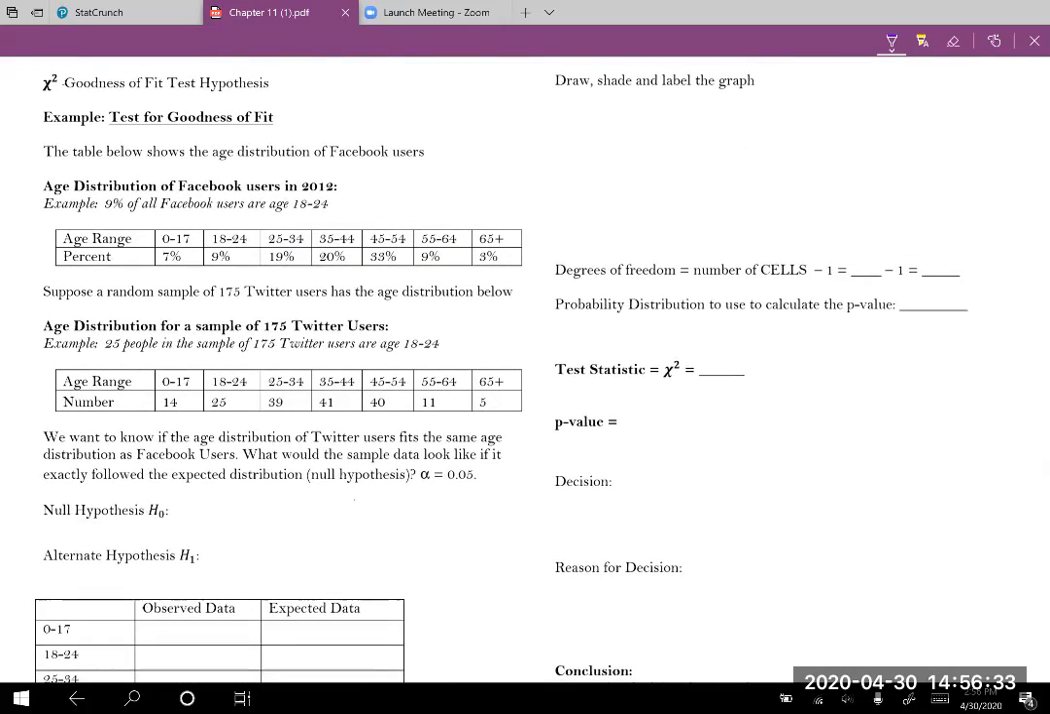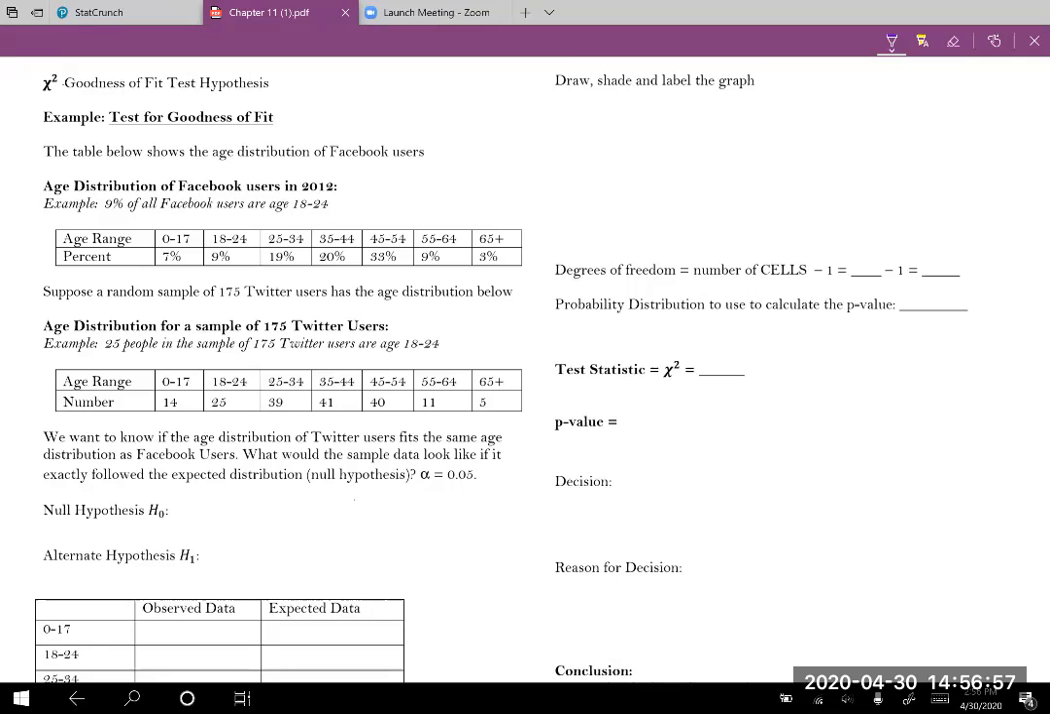The table below shows the age distribution of Facebook users in 2012. So it's giving you the age range and the percentage. It's showing you that 7% are between the ages 0 to 17, 9% are between the ages 18 to 24, 19% are between the ages 25 and 34, and so on.